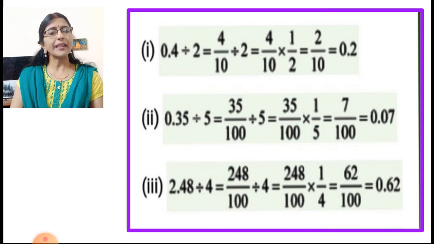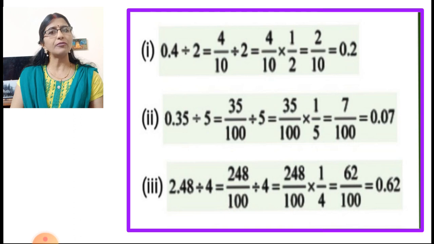Third question, 2.48 divided by 4. Again we'll do the same thing. We'll convert first into fraction. We will first have to see the decimal places. There are 2 decimal places. So we'll multiply both numerator and denominator by 100. The point will be removed. You will get 248 upon 100 divided by 4. And then the next step, 248 upon 100 as it is we will write, and then division will become multiplication. We have to change the sign, and then we have to flip this.